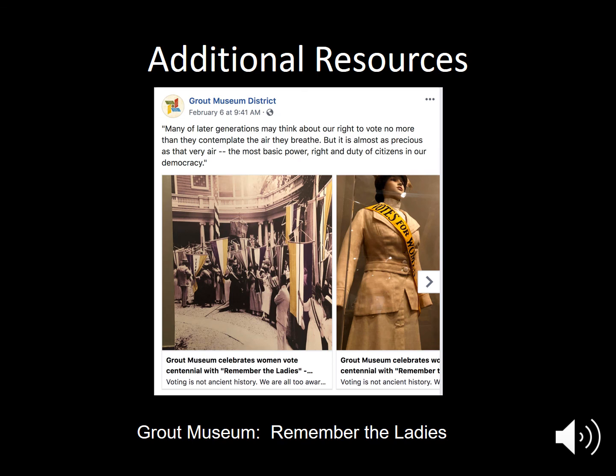If you're interested in looking at some of these postcards in real life, the Grout Museum has a display up, Remember the Ladies, in which a number of the postcards that are in my collection are on display, as well as a number of other things from state and local historical societies. And I strongly recommend that you take a little bit of time to visit them while masked and socially distant.